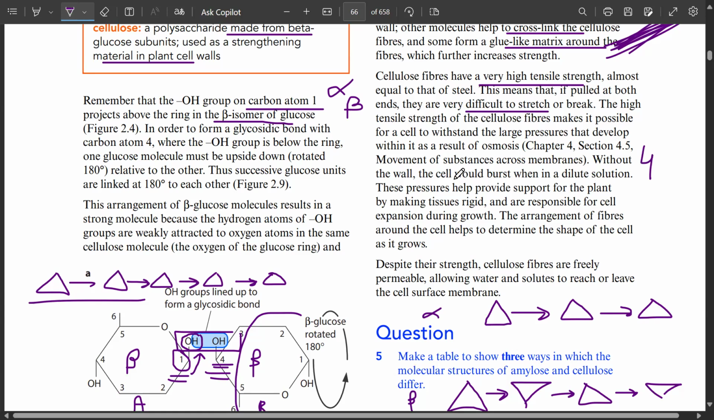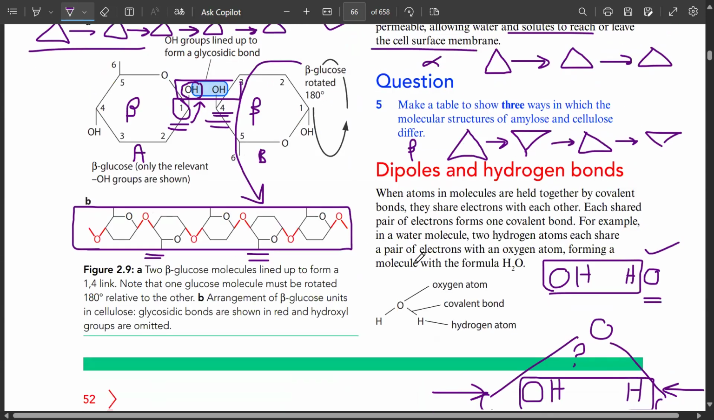Without the cell wall, the cell will burst when in a dilute solution, and these pressures help provide support for the plant by making the tissues rigid as well. They are also responsible for the cell's expansion during growth, and the arrangement of fibers around the cell helps to determine the shape of the cell as it grows. Despite their strength, cellulose fibers are freely permeable, allowing water and solutes to reach or leave the cell surface membrane. Got it?